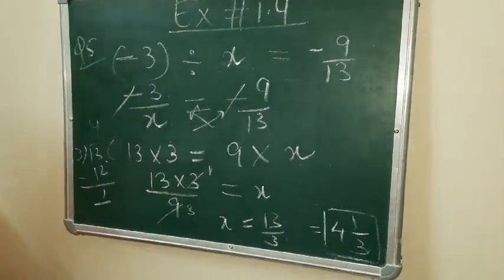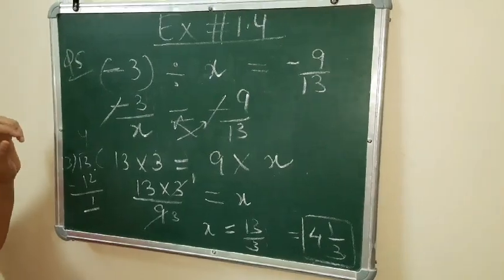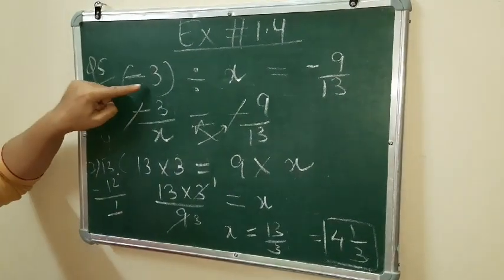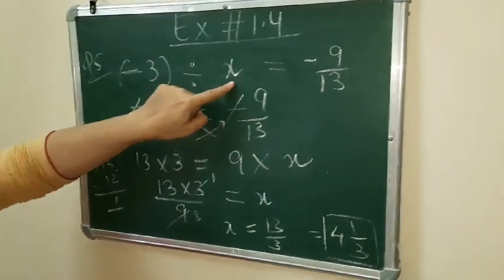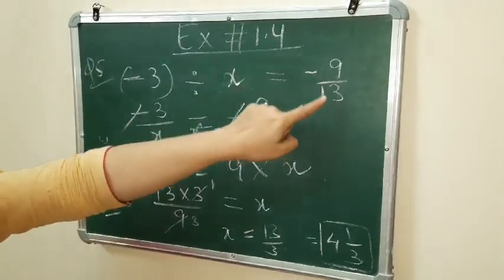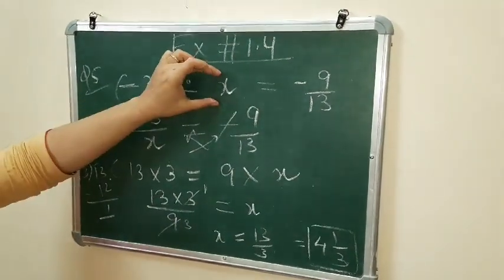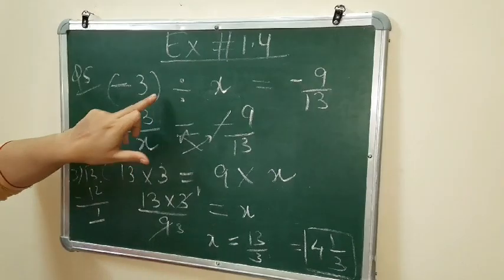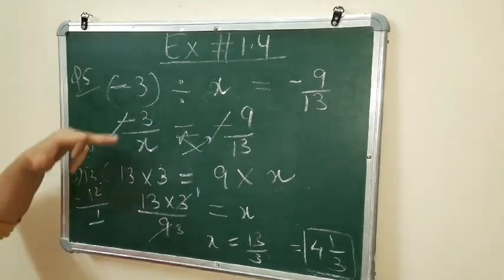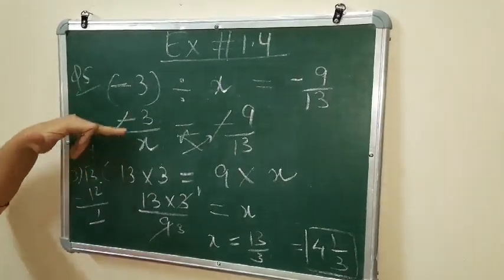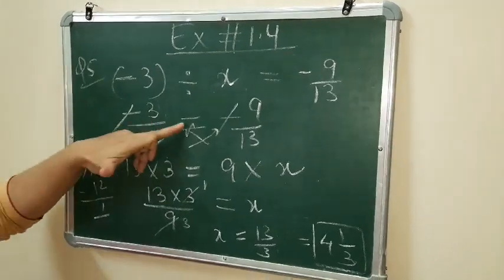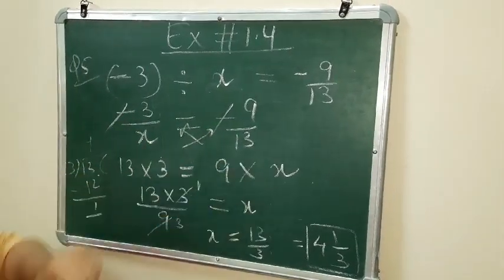Again I am repeating. By what rational number should minus 3 be divided? So minus 3 is to be divided by a certain number to get minus 9 by 13. That certain number we are taking as x. Now as it is minus 3 divided by x, so I am taking x in the denominator. Minus 3 upon x is equal to minus 9 upon 13.